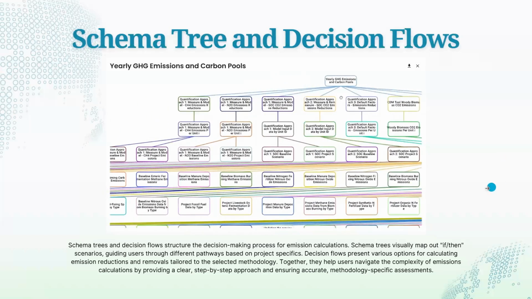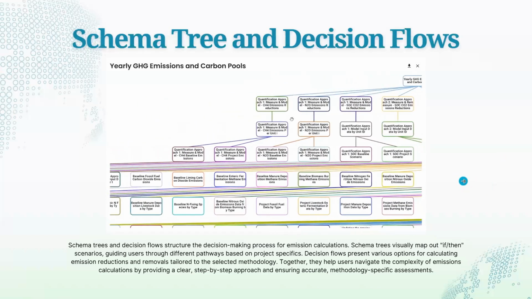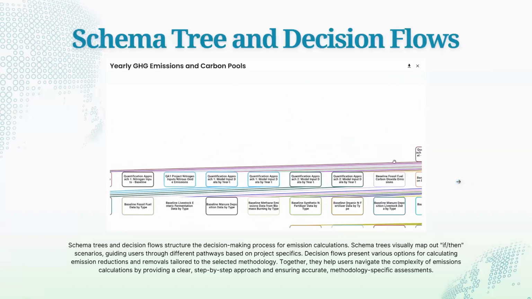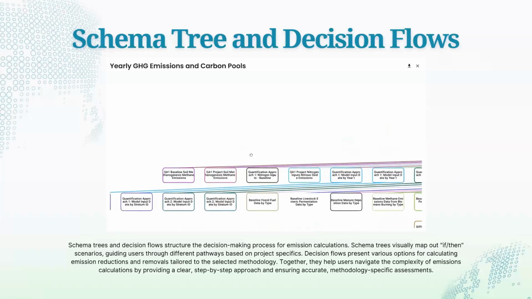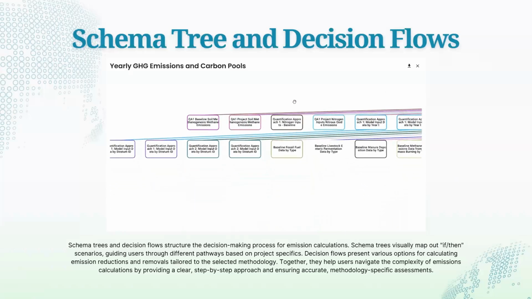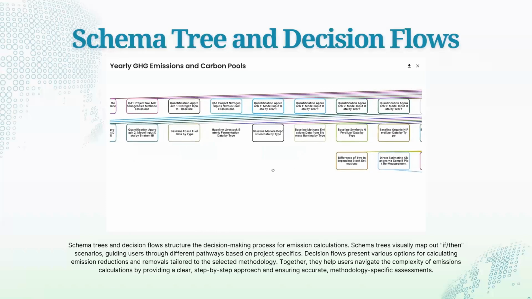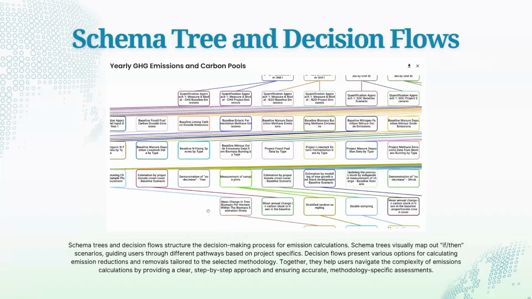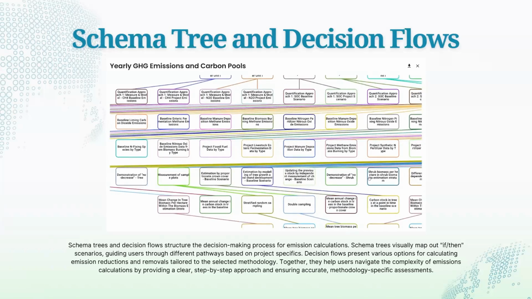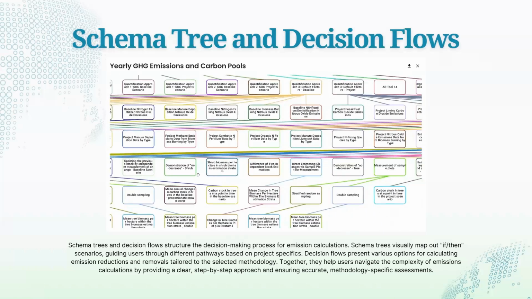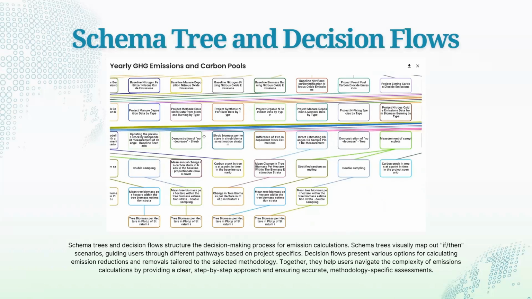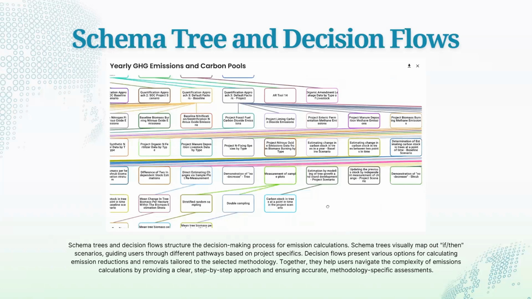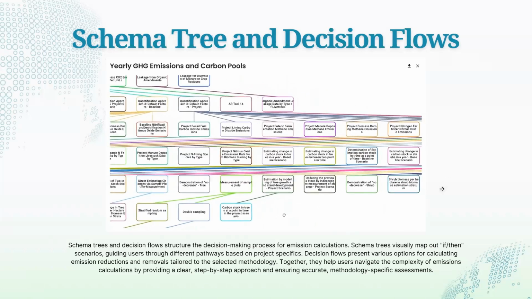Now here we can see a quick video of the schema trees, and this is something we could look at within Guardian as well when we move into the demo. But this is the schema tree for the GHG emissions and any of the carbon pools. And you can see the different decision flows and how they're all influenced by their sub-schemas as well. So depending on whether you're taking approach 2 or approach 1 for your soil organic carbon, then there's specific sub-schemas that you would need to fill out as well.